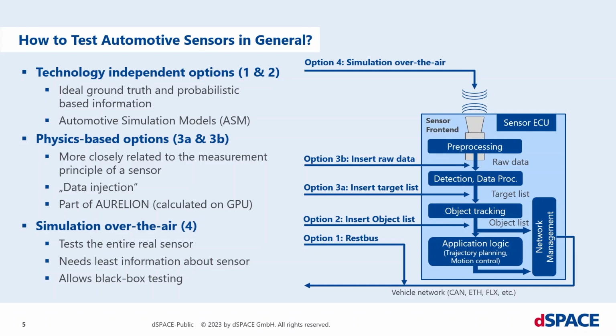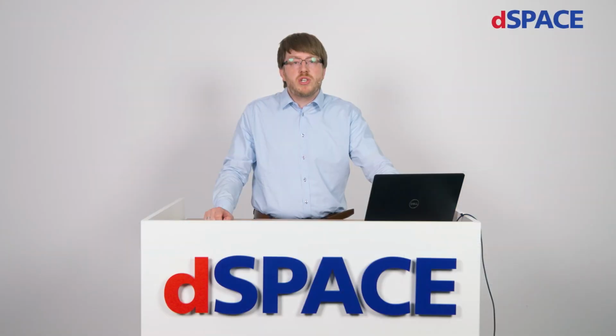The last option is a simulation over the air. This technique tests the entire real sensor, including its signal transmission and reception path. Since the air interface is the same for all sensors, just the real surrounding, nothing needs to be known about internal processing, and the sensor can be treated as a black box. Which of these options is chosen for validation depends on which information is available to the user, what components shall be covered by the test, and how complex the test scenarios shall be.